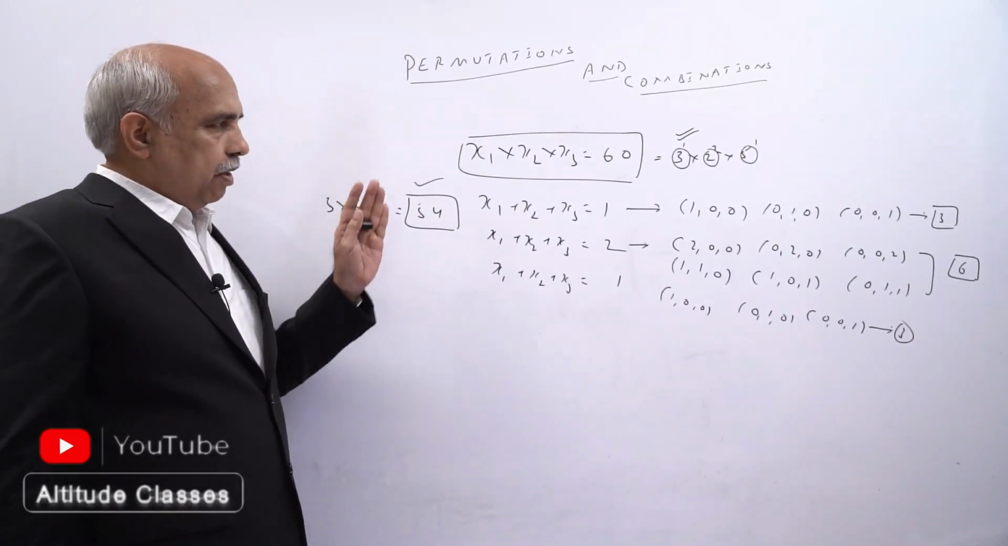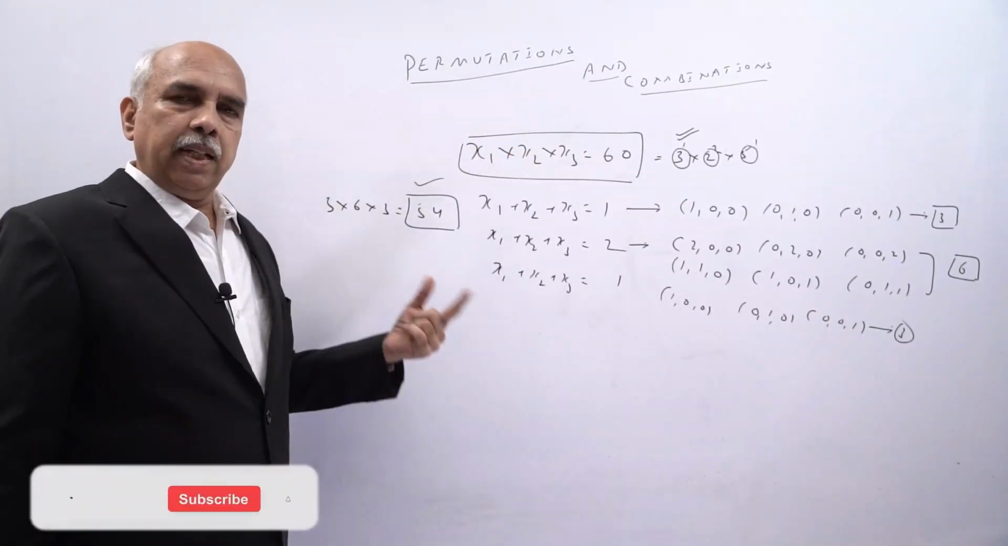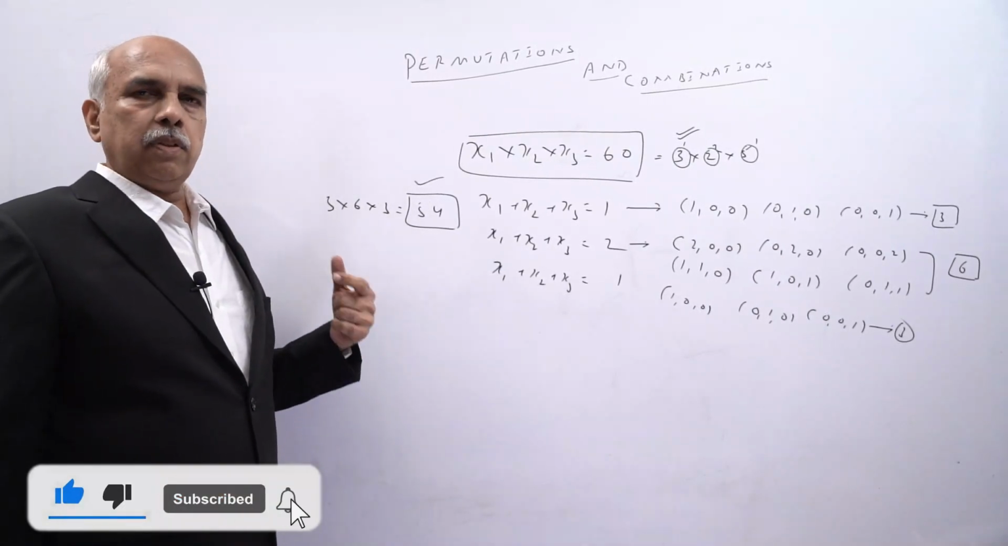This is the way in which we can handle the question if the number is increased to a bigger number. We can take a still bigger number. We'll go to the next question with a bigger number.